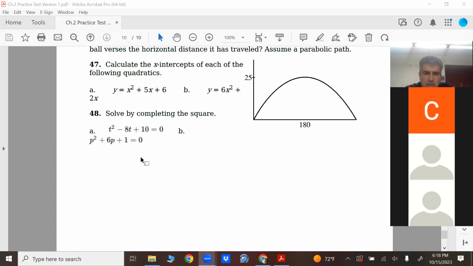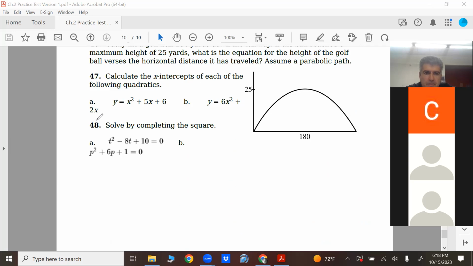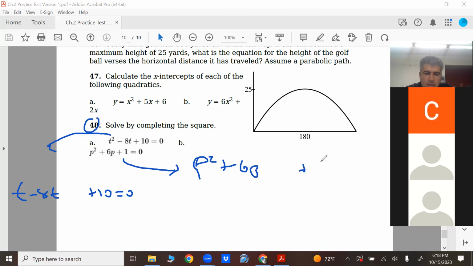Let's do maybe a little more completing the square. And we'll do solving by completing the square. So you'll have t squared. And it'll be p squared. So you'll need to figure out what to put here and here. And whatever you add to one side, you got to add to the other side also. And then you got to factor and solve.